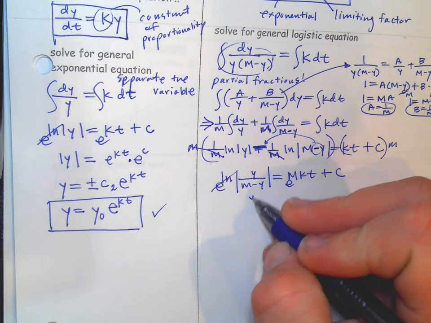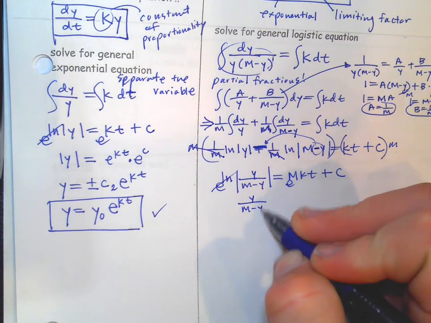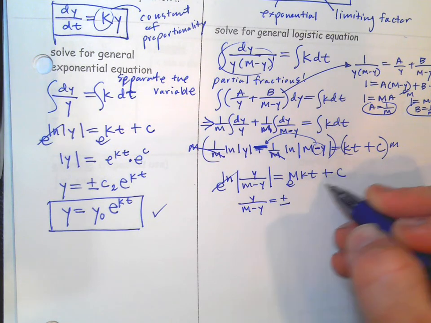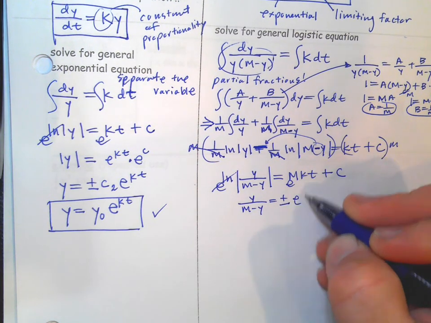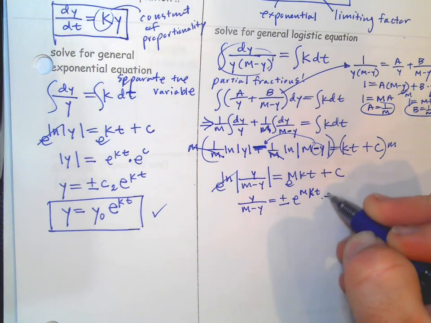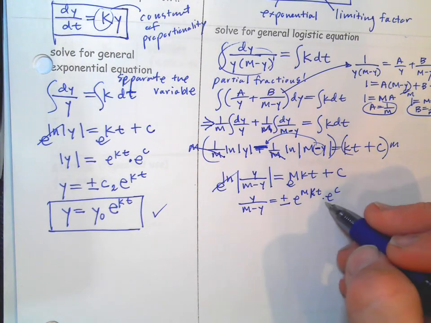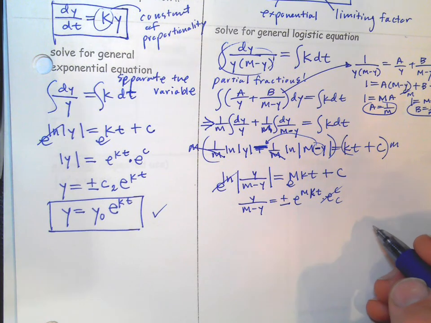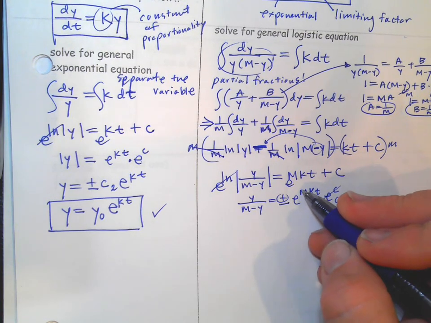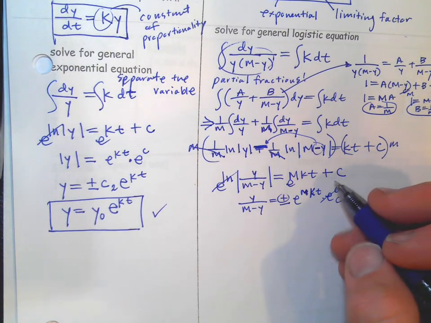And then we also can get rid of the absolute values, plus or minus, and e to the mkt times e to the c, rules of exponents. We can break that up. Now I'm just going to call that a new c again. Now we're going to go ahead and go with the positive. Like I said, the initial value will get brought into it.